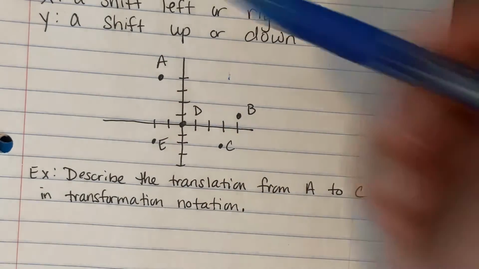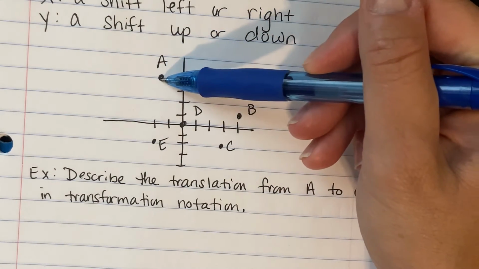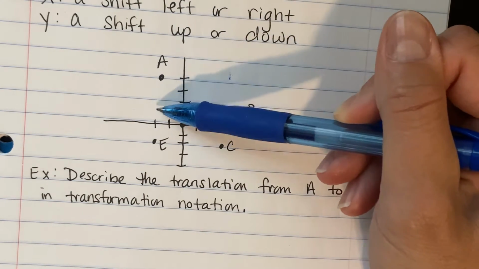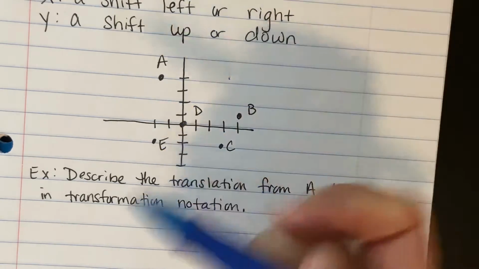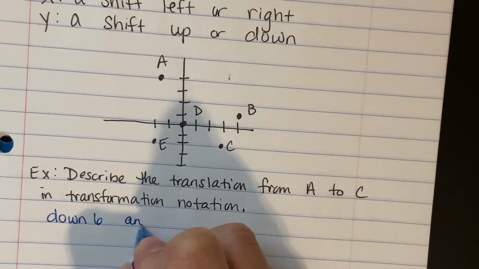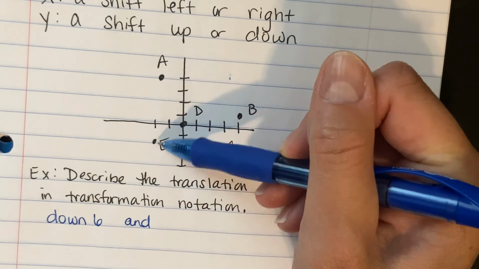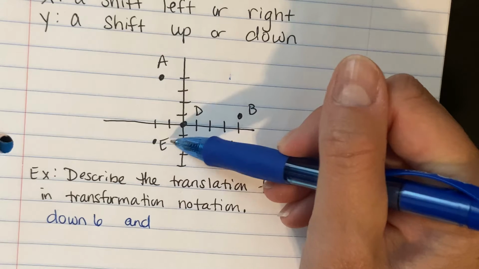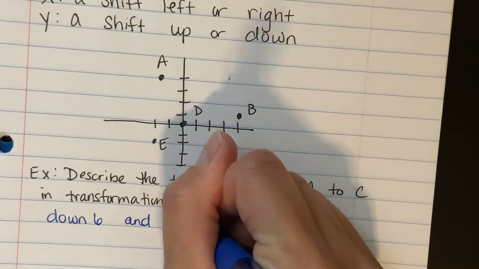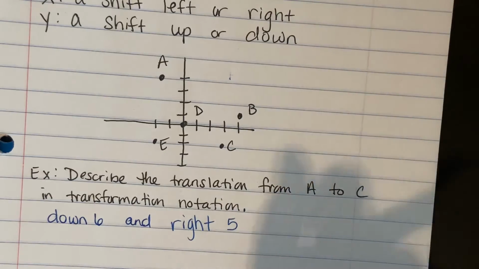The first thing I'm going to do is look, and we're going from A to C. So I'm going to count. I'm starting at A and I'm going to C. So I know that I'm going to go down 1, 2, 3, 4, 5, 6. So I'm going to write down 6. Once I go down 6, I'm actually at E, right? But I don't want to go A to E. I want to go A to C. So I'm going to go 1, 2, 3, 4, 5, and we go right 5. I would always write this first just to kind of help you see it.